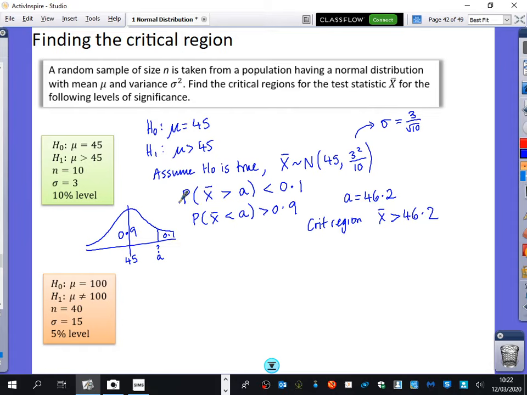So this one I don't have to accept or reject, okay? But what would happen here is now I'm going to tell you, I did an experiment, I took a sample of 10 of them, and I measured the sample mean, and the sample mean was 46.15. What should I do if the sample mean was 46.15?